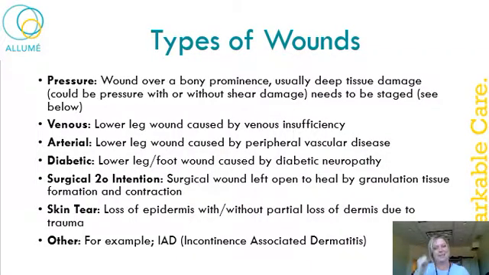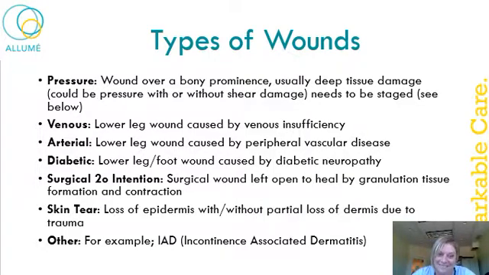There are many types of wounds. There's a pressure wound, those aren't good. A wound over a bony prominence, usually deep tissue damage. Could be pressure with or without shear damage. Needs to be staged. Venous: lower leg wound caused by venous insufficiency. Arterial: lower leg wound caused by peripheral vascular disease.